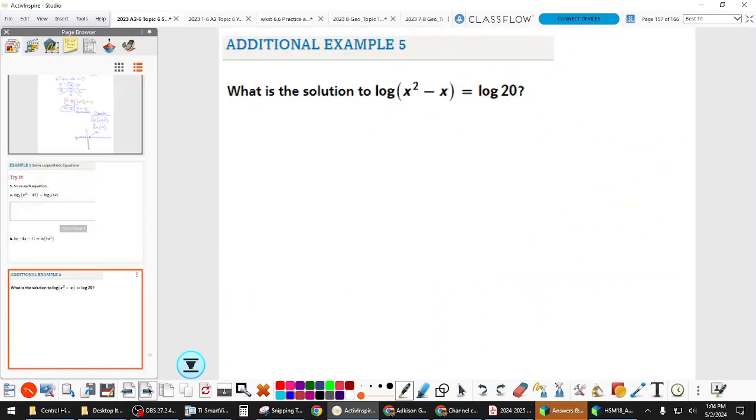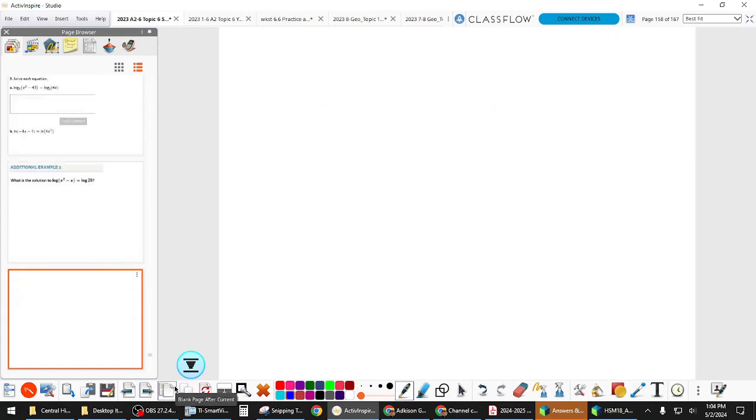Okay. Those are fine. I don't have any on here, so I'm going to pick one off your sheet. Or you can just write this one down. Log base 6 of X squared minus 2x.